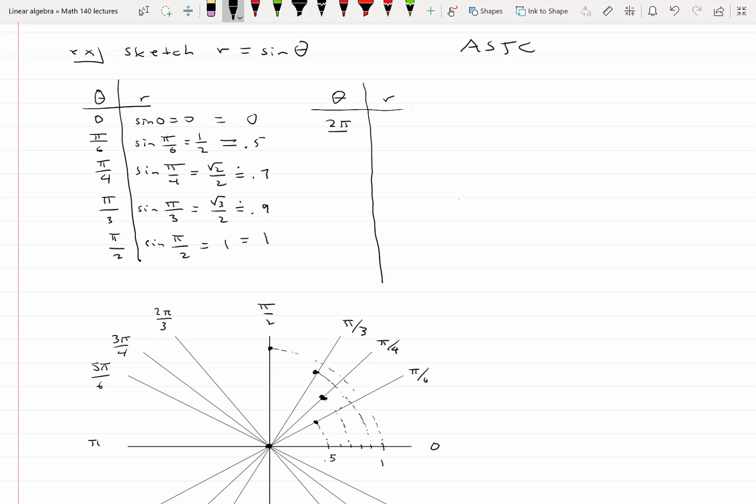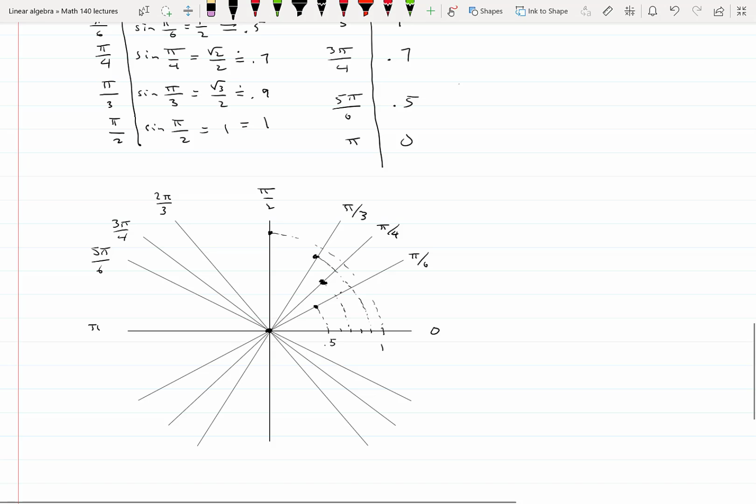So the sine of 2 pi over 3 is the same thing as the sine of 1 pi over 3, which is 0.9, approximately. At 3 pi over 4, the sine is the same as it was at 1 pi over 4, because the sine is positive in quadrant 2. At 5 pi over 6, the sine is the same as it was at 1 pi over 6, which is 0.5. And the sine of pi is 0.